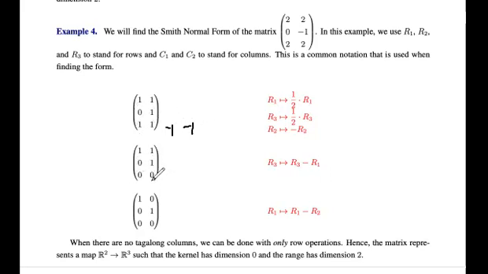All right, we're almost done. Now we can take this guy, multiply it by negative and in the air, and then plop it right here. So we end up getting this as our Smith normal form. Notice that the dimension of the kernel is 0. The dimension of the range is 2. Dimension of the codomain is 3. That's because there's 3 rows.